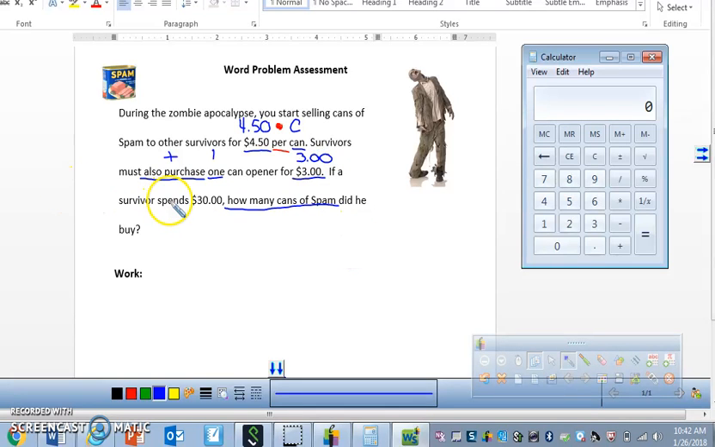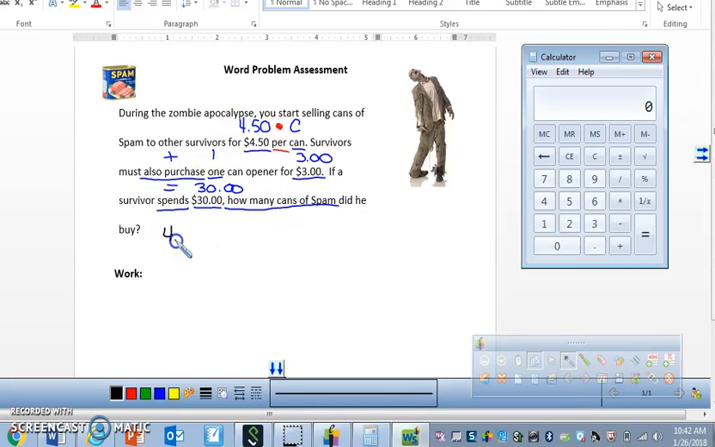If the survivor spends $30, how many cans of Spam did he buy? Well, the word spends tells me that that's going to be a total. So I'm going to draw an equal sign above it and highlight my $30 because that's my total spent. So now that I've gone through and I've underlined and written above it, I have my equation already set. So now the next thing I can do is write my equation.